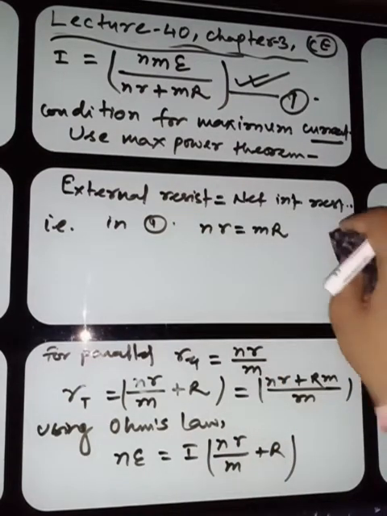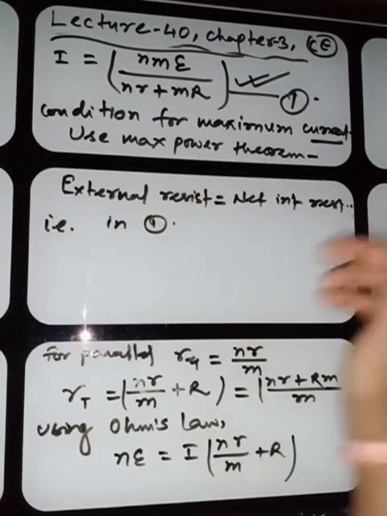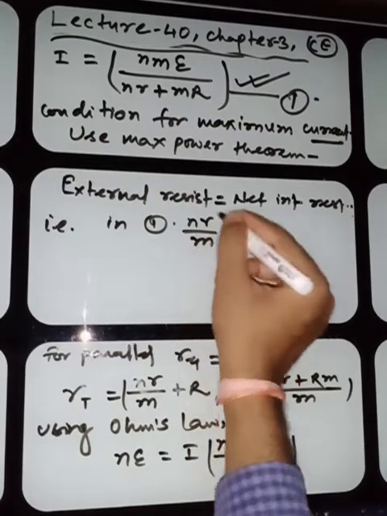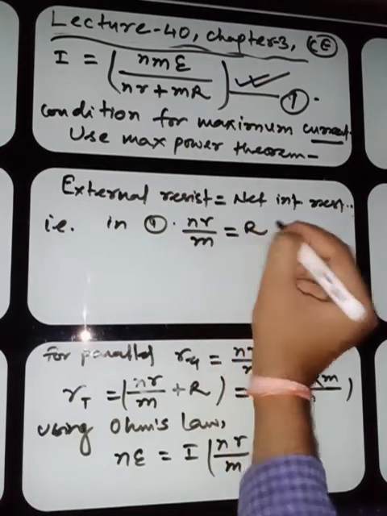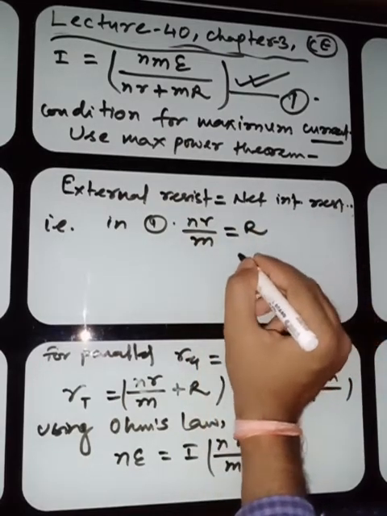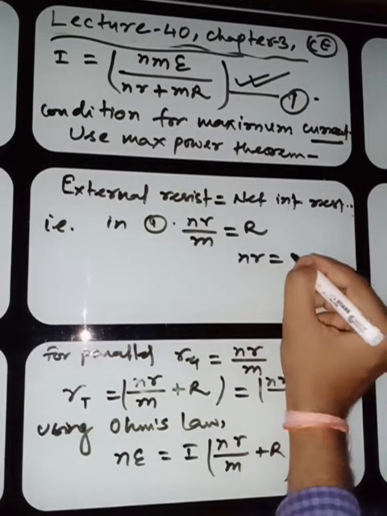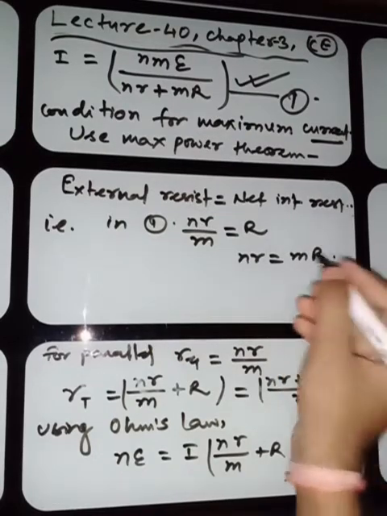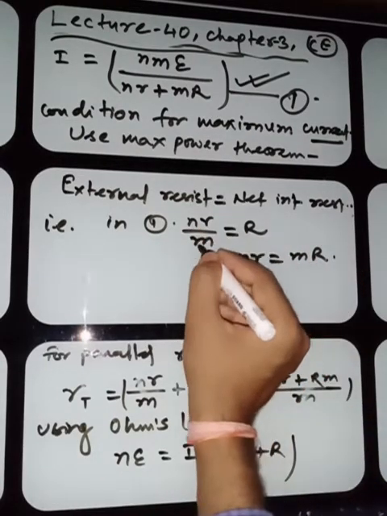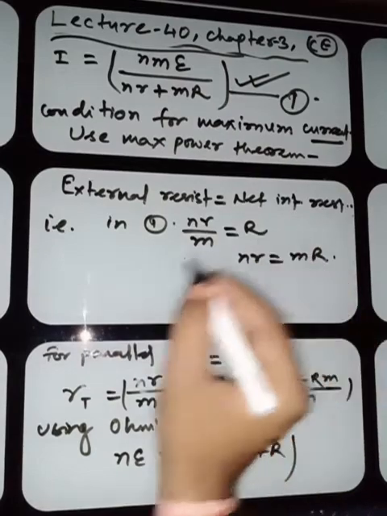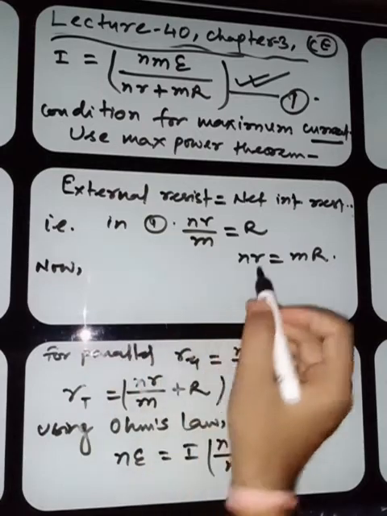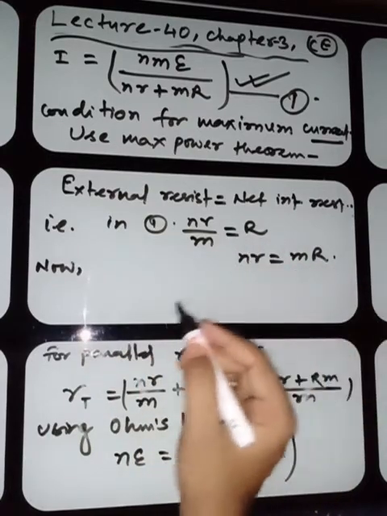How do we write the net resistance? You can see it is NR by M. This is the net internal resistance. It should be equal to how much? R. So we can write NR equals M times R. I hope you understand. Or R you can write directly as NR by M. Now we have to find the current. These are the values you can put.